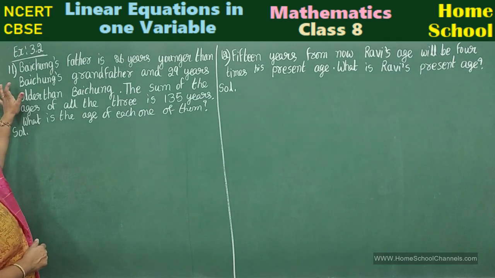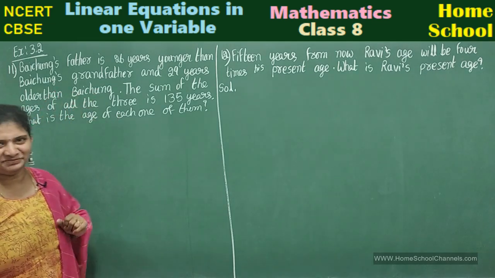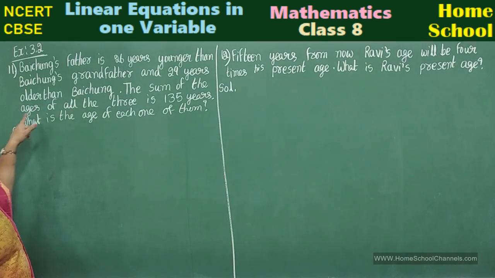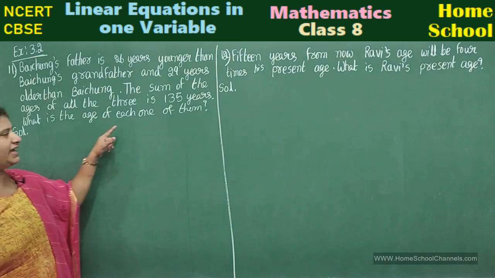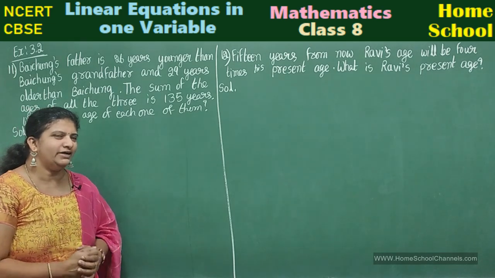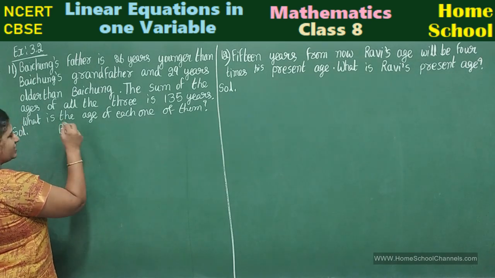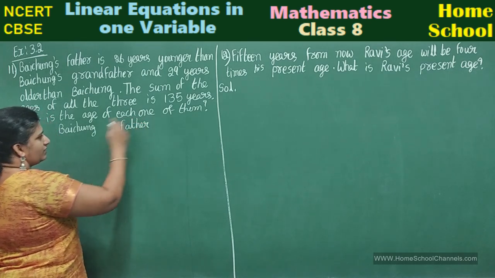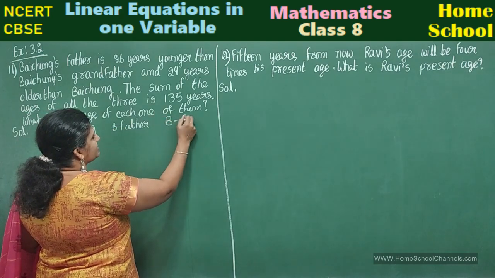11th question. Bai Cheng's father is 26 years younger than Bai Cheng's grandfather and 29 years older than Bai Cheng. The sum of the ages of all the three is 135 years. What is the age of each one of them? Okay, this question is a little confusing, right? Okay, let me write who are the three persons there in the problem. Okay, this is Bai Cheng. Okay, and Bai Cheng's father, just B father I have written here. And here, Bai Cheng's grandfather.